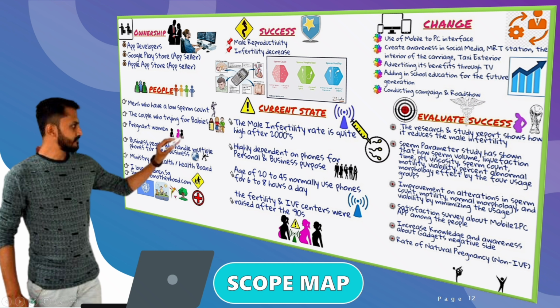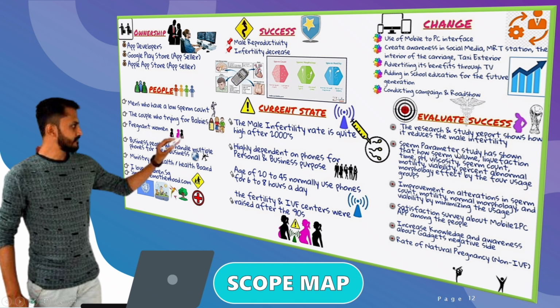Then the current situation: male infertility rate is quite high, people are highly dependent on phones, and the age is 42. Fertility IVF centers are very high. So the changes we have to make are creating awareness and other things. The success is male reproductivity, and infertility decreasing. Then the research and study reports show that it reduced male infertility.